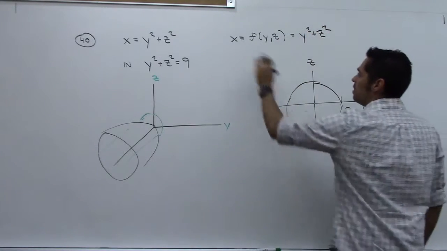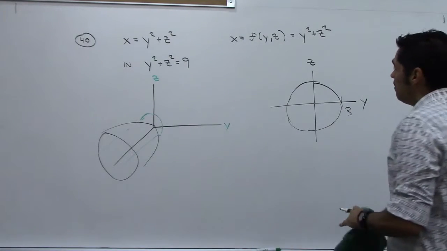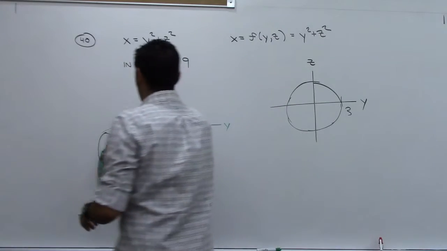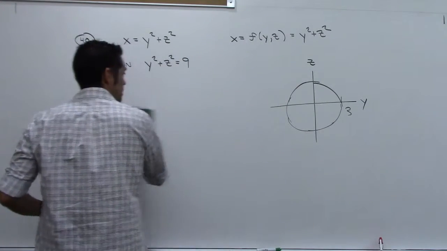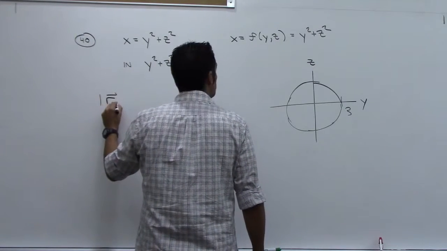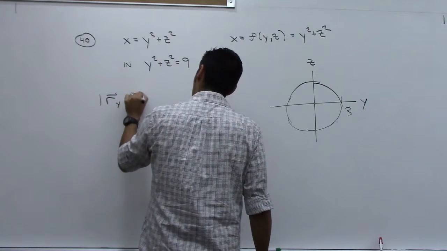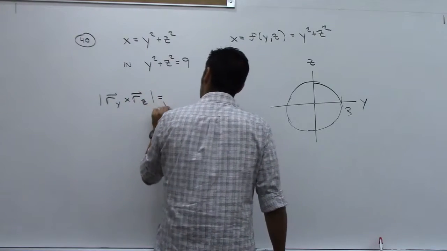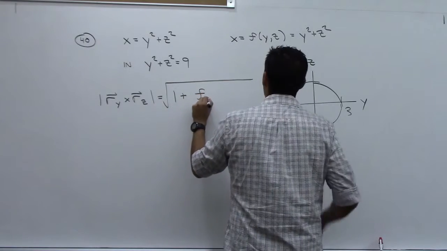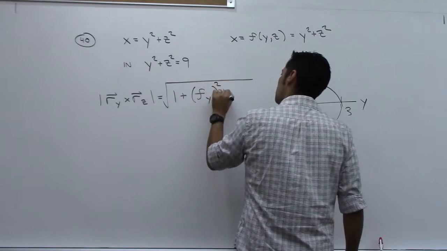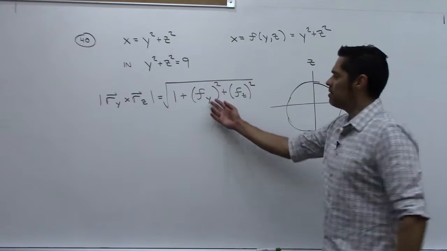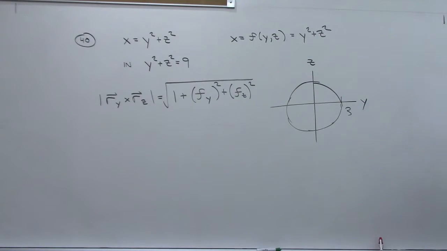So just like earlier we said z is a function of x and y, we're going to do the same thing. And then what we can do is a shortcut on that cross product again, just like we had before, except it'll change a little bit. We're going to do the partial of r with respect to y, cross with partial of r with respect to z. This should be equal to the square root of 1 plus the partial of f with respect to y squared plus the partial of f with respect to z squared. So it's the same exact thing, except we're using y and z instead of x and y.